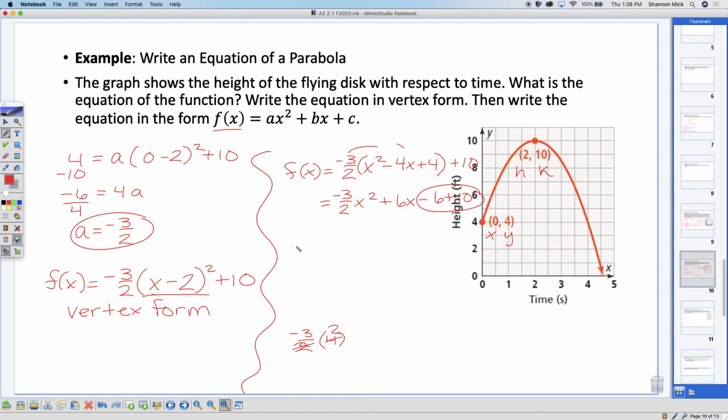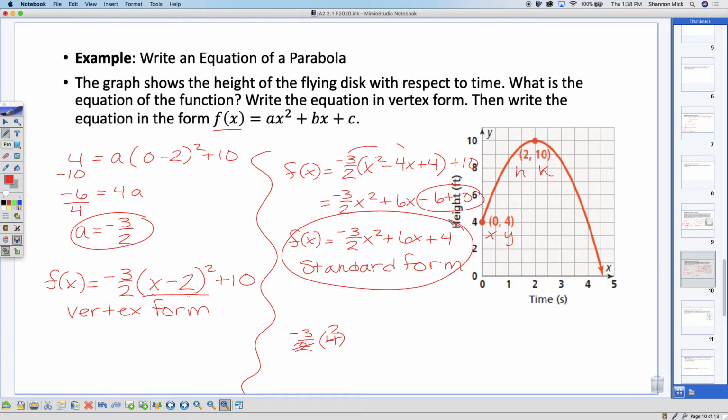So f of x equals negative 3/2 x squared plus 6x plus 4. So what kind of form is that? Standard. So standard form and vertex form.